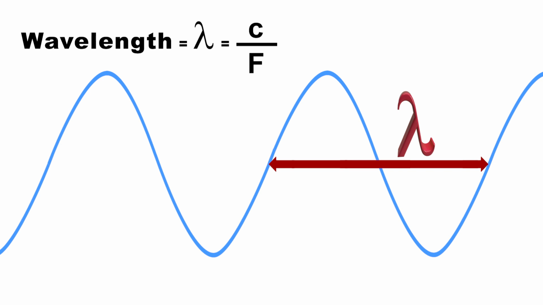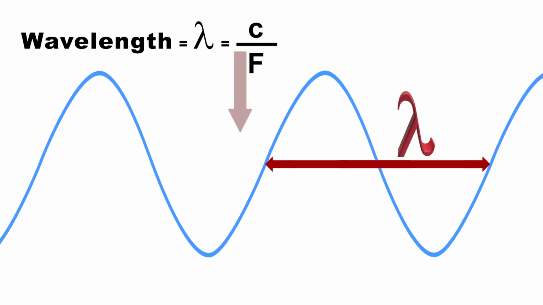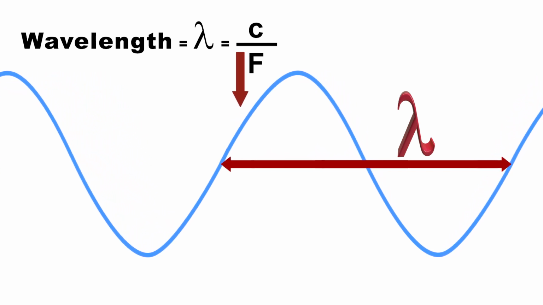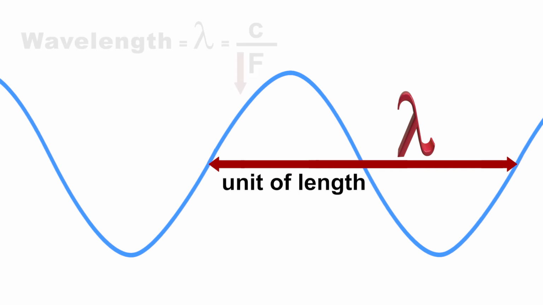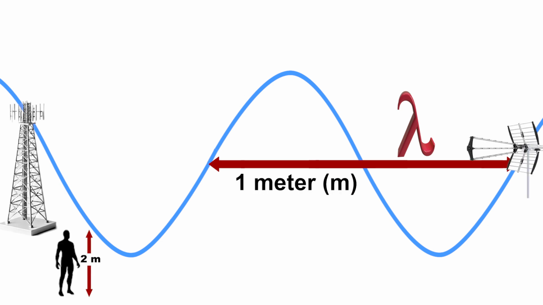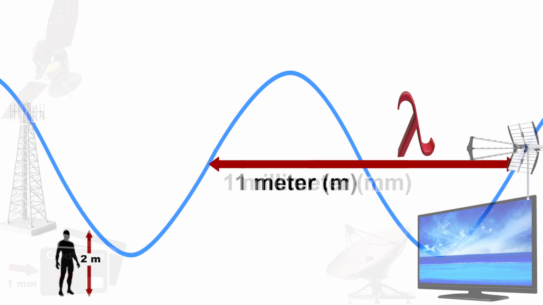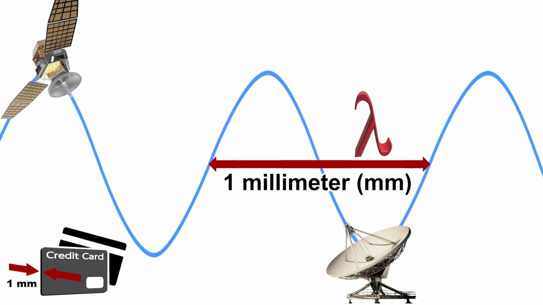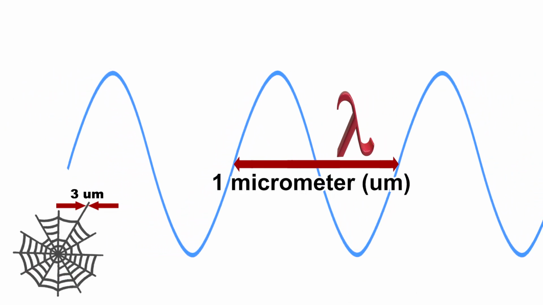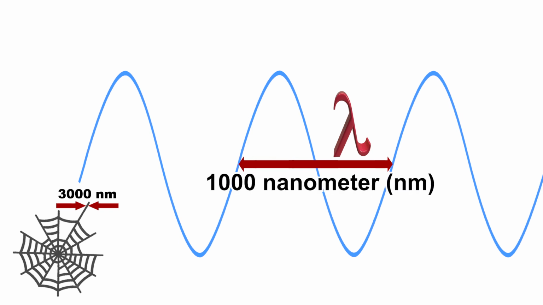Wavelength and frequency are inversely related. This simply means that as the wavelength increases, the frequency decreases. We can use any dimension of length for wavelength, but typically the metric system is used. For example, a UHF radio wave used for TV broadcast has a 1 meter wavelength. A 1 millimeter wavelength is microwave radiation. Even smaller, a 1 micrometer wavelength, or 1000 nanometers, is the infrared range.